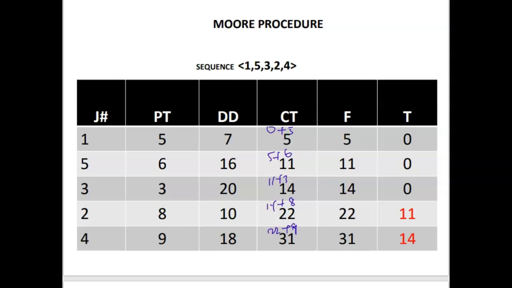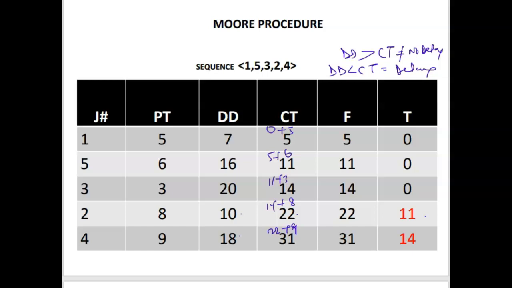Now, the tardy, don't forget, if our due date is greater than the completion time, this is no delay. If it is the other way around, if the due date is less than the completion time, this equals delay. Now look at it. No delay here. But look at job 2 again. The due date is 10, completed on the 22nd. We delayed it for 11 days.